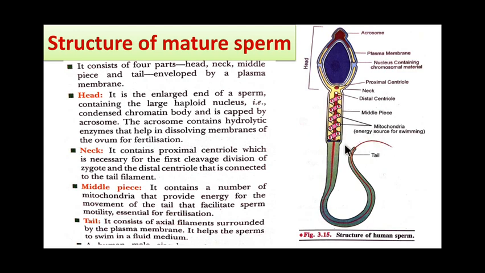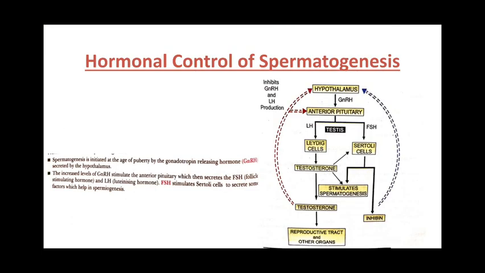Now next is the tail piece, or we can call it the flagellum, and it consists of a specific arrangement of microtubules, that is 9 plus 2, which is typical of cilia and flagella, and it gives motility to the sperm. Okay, now next we will see hormonal control of spermatogenesis.